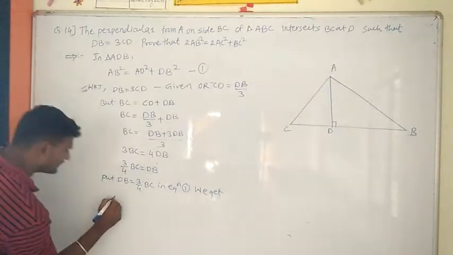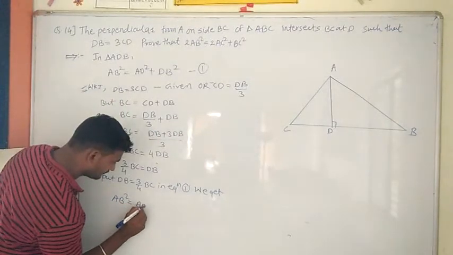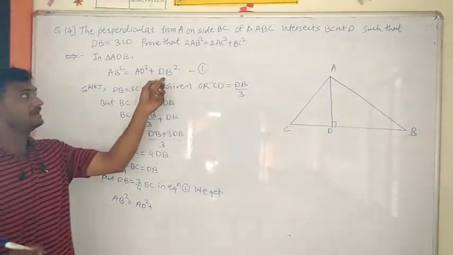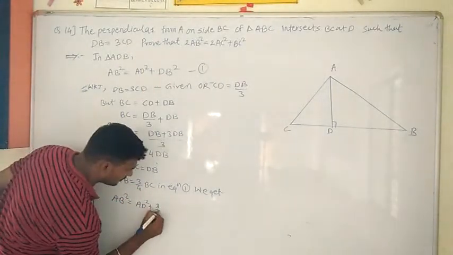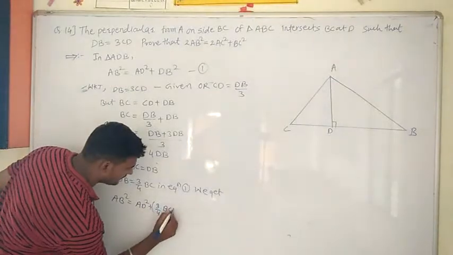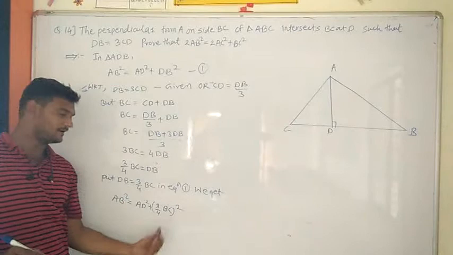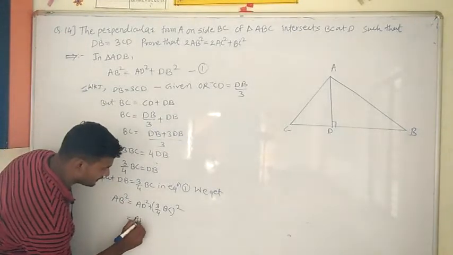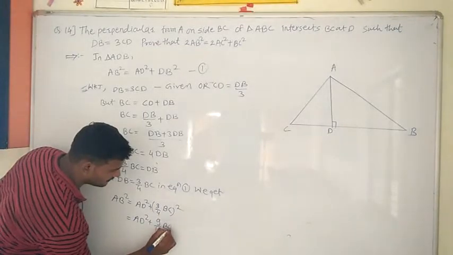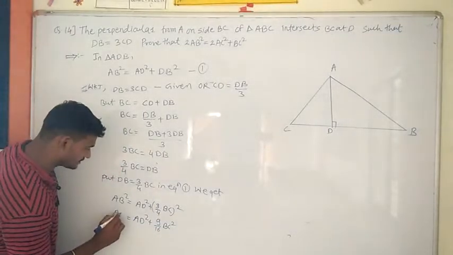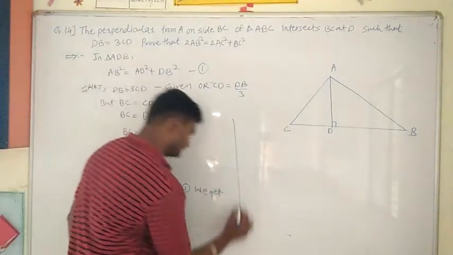See here, AB square is equal to AD square as it is, plus this DB can be written as 3 by 4 times BC, in brackets squared. Here the square is there, so we have to square it, which is equal to AD square plus 3 by 4 squared, which is 9 by 16 into BC square. We got AB square is equal to AD square plus 9 by 16 into BC square.